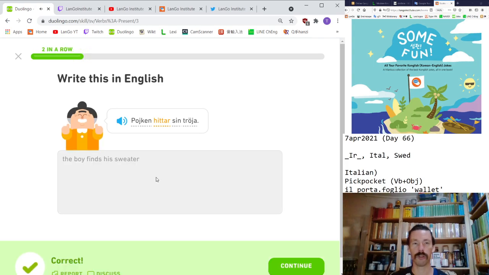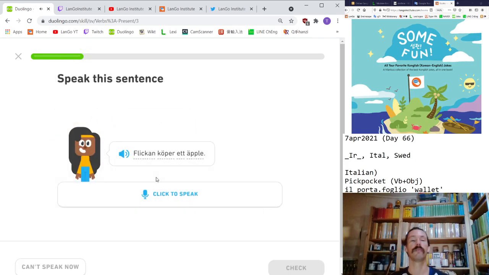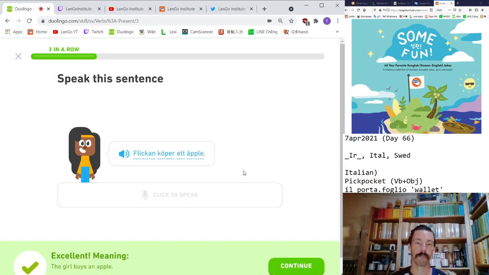Same word order for these two languages most of the time. Flickan köper ett äpple. The girl buys an apple. Flickan köper ett äpple. K, but it's become a fricative.